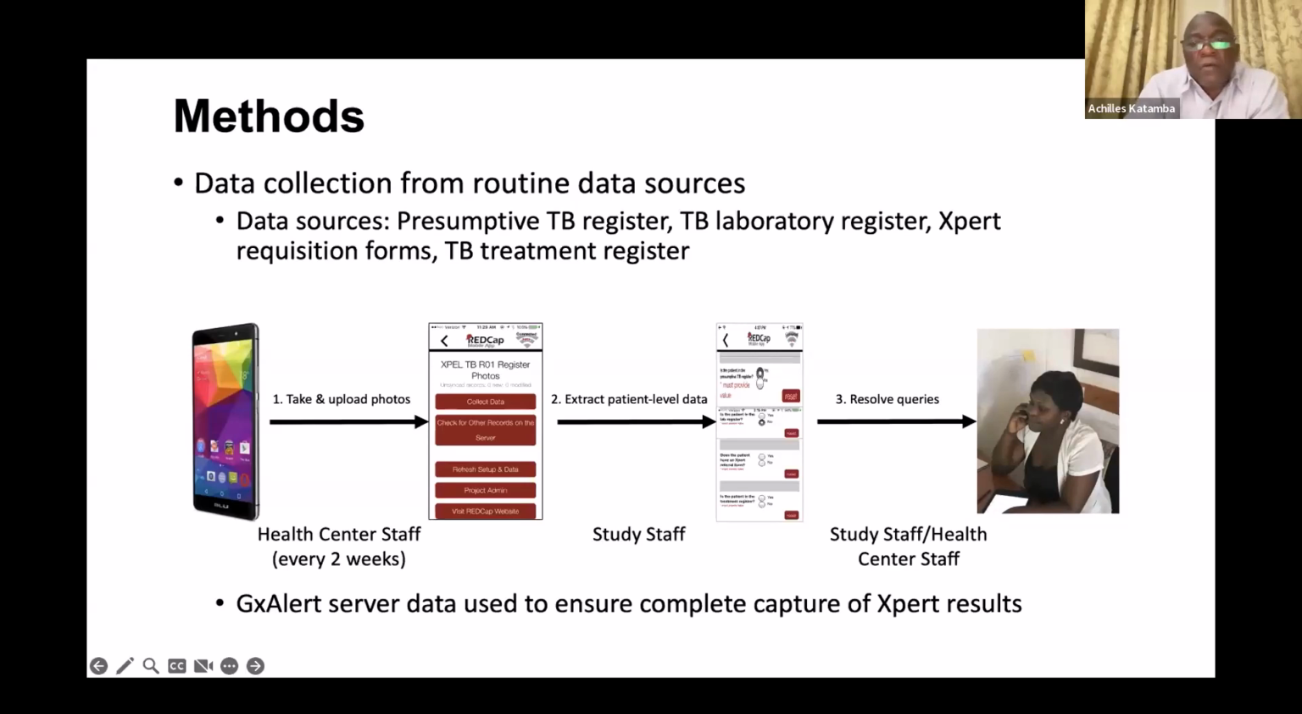Then one of our staff, whom you can see here in Kampala, would extract that data and enter it into the records. Once entered, we would resolve any queries by calling back to the clinics, and maybe they could go there quarterly to resolve any other issues. So data collection used routine records, and we also included GeneXpert alert server data to ensure complete capture of the Xpert results. Next slide.